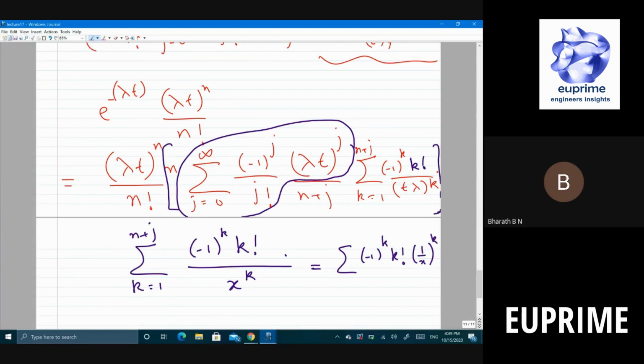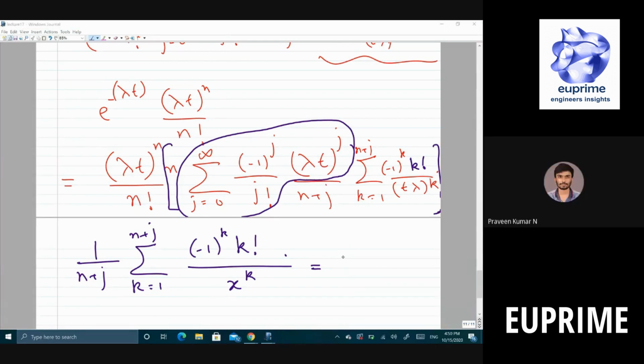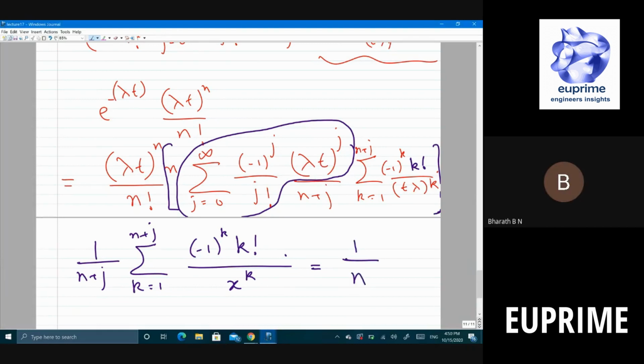Okay, this is an interesting formula, right? So what is it that we want here? Let's write this. We want this to be, I'll just write 1 over n plus j also. We need it to be 1 divided by n, right? This is what we need. But I don't know whether this will be the case.